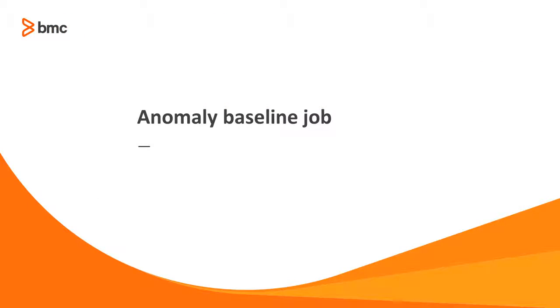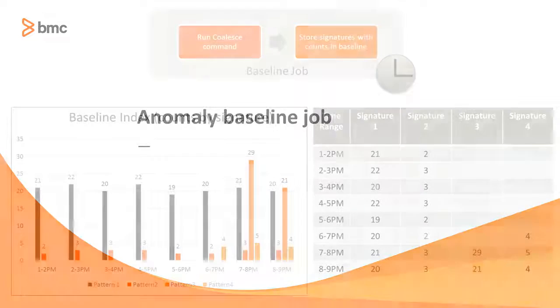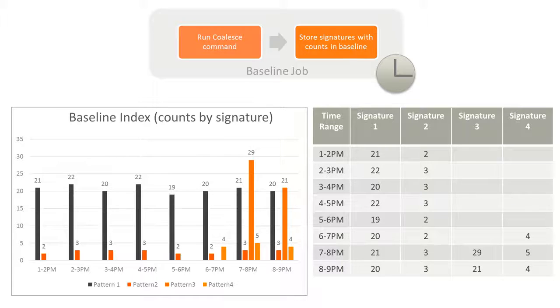IT Data Analytics uses a combination of unsupervised machine learning techniques and baselining to detect anomalies. There is a baseline job for anomaly that does this and is configured out of the box to run every hour. The baseline job tries to learn common signatures on the data that gets indexed. The job runs the coalesce search command, which groups common signatures per host and stores the count per signature in the baseline index. The example depicted in the current slide displays a table which depicts the baseline information that's captured.